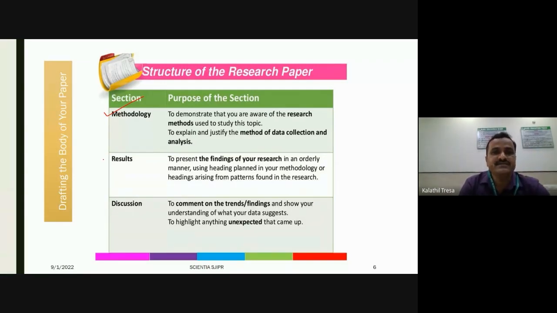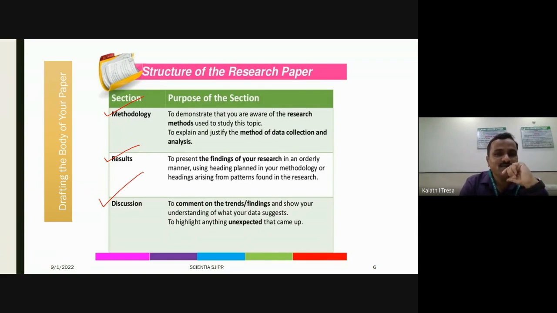The next one is the results. In results, we are supposed to represent the findings of our research in an orderly manner, as per our aims and objectives. Whatever aims and objectives we have planned, according to that, whether our results are obtained or not, we have to present in an orderly manner, and also according to the methodology that we have adopted. Then the next title is the discussion.